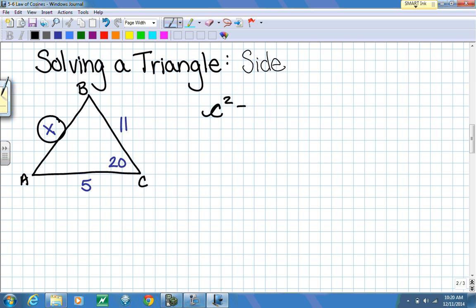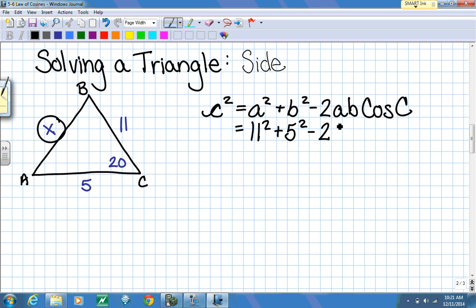So the formula I'm going to use is little c squared is equal to little a squared plus little b squared minus 2 times little a times little b times the cosine of angle C. And what we'll be able to do here is really just plug in everything that we have. Little a is 11, so 11 squared plus 5 squared minus 2 times 11 times 5 times the cosine of angle C, which in our case here is 20 degrees. Now, if we're trying to solve for c squared, what I can go ahead and do right now is just plug all of this into my calculator.